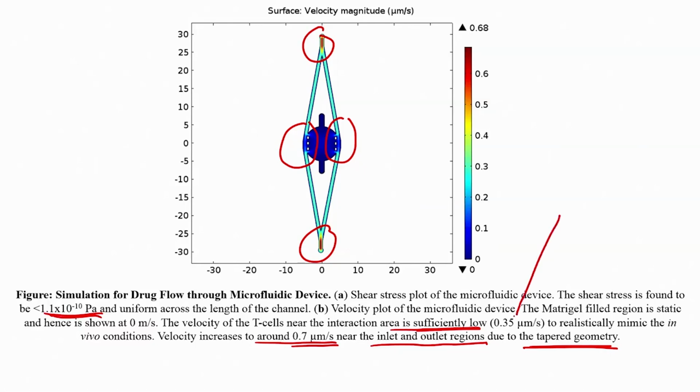The flow from the capillaries to the tumor is close to 0.35 micron per second, or less than 1 micron per second. So, realistically this is mimicking the in vivo situation that happens in the body. So, we can use this particular device and study further what is the effect of immunomodulator. So, let us see.